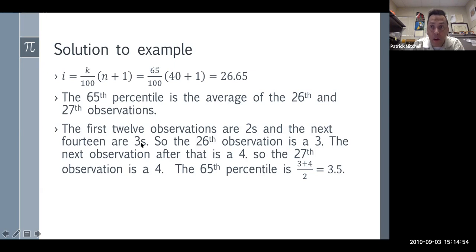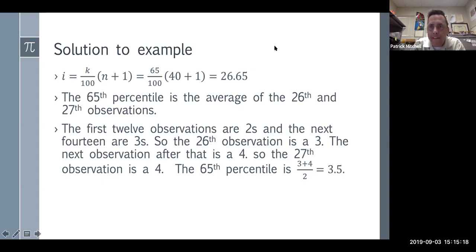So that's a total of 26 observations that are 2s or 3s. So if you imagine this data just in the form of a list, 2, 2, 2, 2, 2, 2, 2, 2, 2, 2, 2, 2, 2, and then a bunch of 3s, the 26th number on the list would be the last 3, wouldn't it?